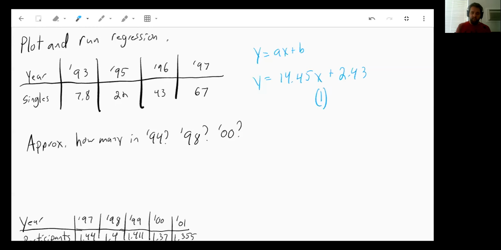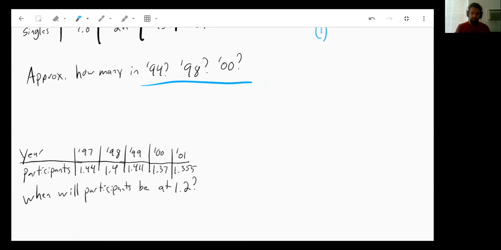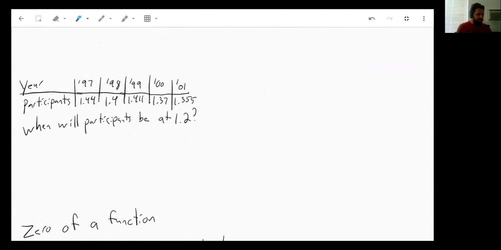So now that we could use our calculator to find this information, let's go ahead and try solving the next problem. This next problem is about the number of participants in youth softball in the United States from 1997 to 2001. The years are across the top, and the participants here are in millions. So that's 1.44 million people playing softball for that very first number.